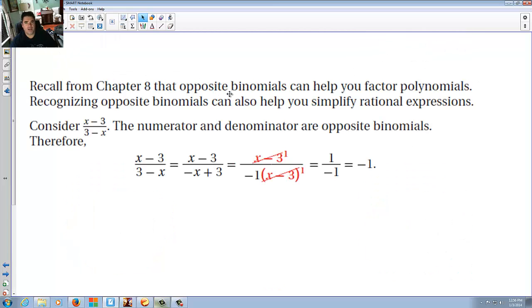Recall from Chapter 8 that opposite binomials can help you factor polynomials. Recognizing opposite binomials can also help you simplify rational expressions. What they mean is this. You see how the bottom looks almost the same, but it isn't quite? The first thing I would do is swap these around. So I'd put negative x first, like you have here, and positive 3 goes after. But to change negative x plus 3 into x minus 3, multiply them all by negative 1, which flips all the signs, allowing you to cancel. So it's 1 over negative 1, which just makes negative 1.